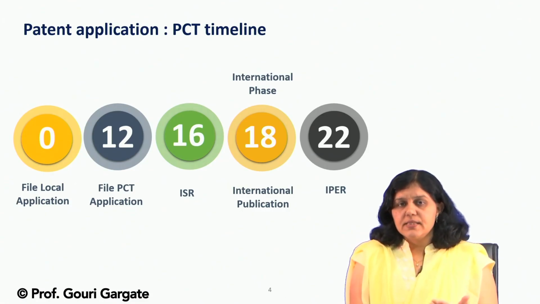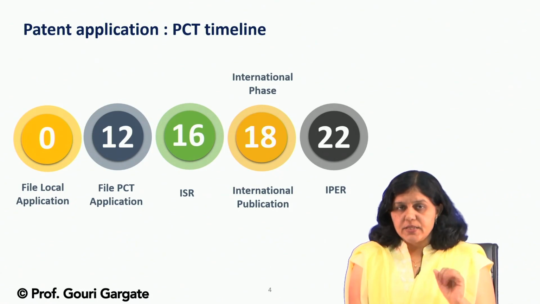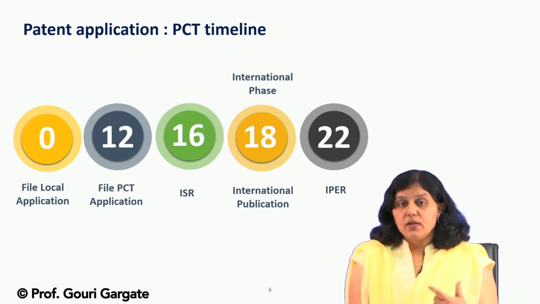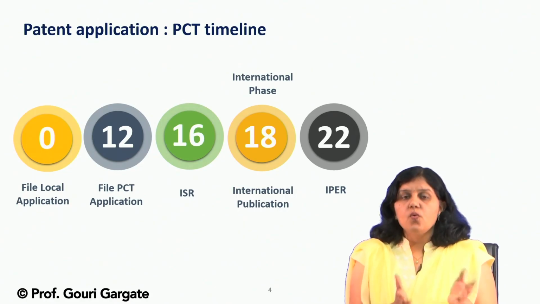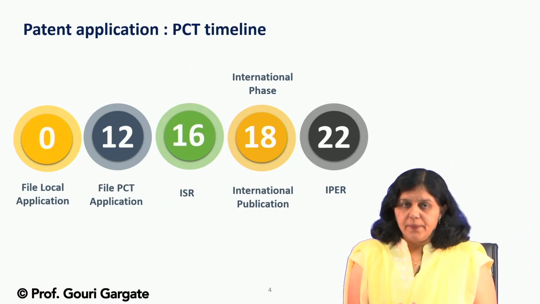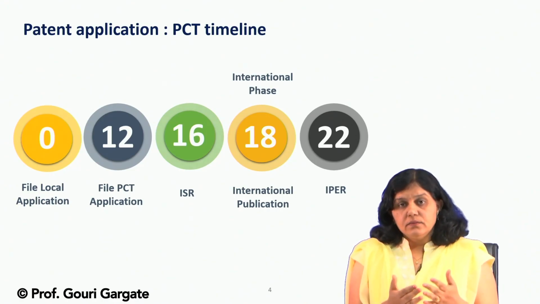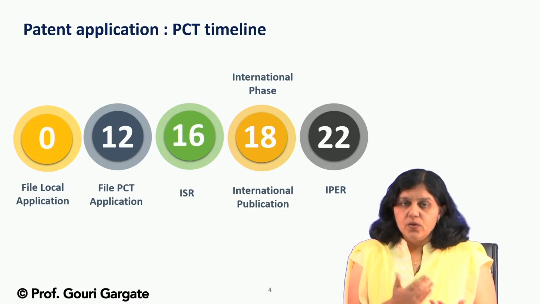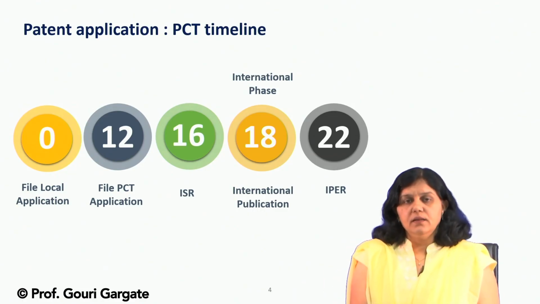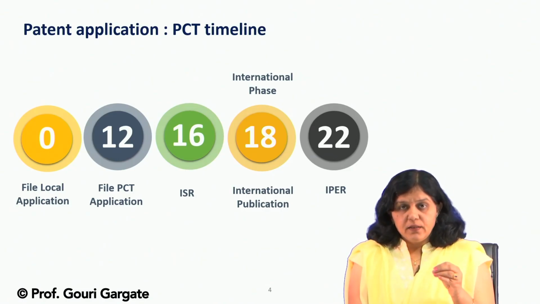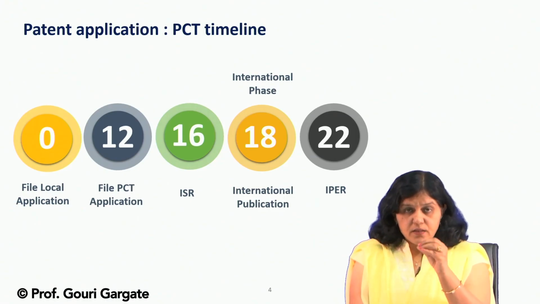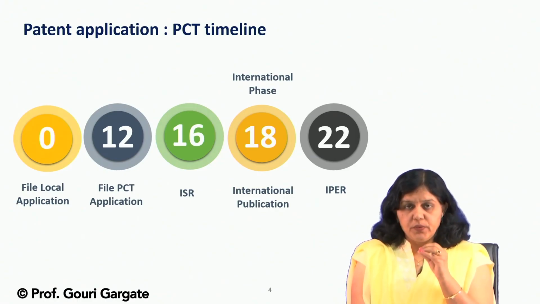Now, once you receive this ISR and the publication is done, then based on the ISR, if required, amendments can be made in the claims without changing the scope of the application, and then you can file your application in the national patent offices. Note that the amendment must be within the scope of that application only.